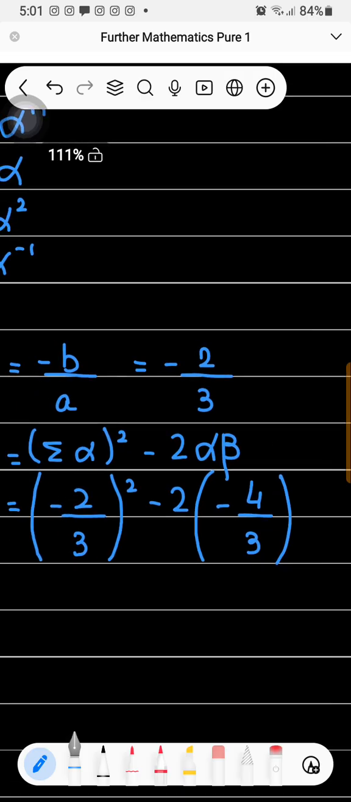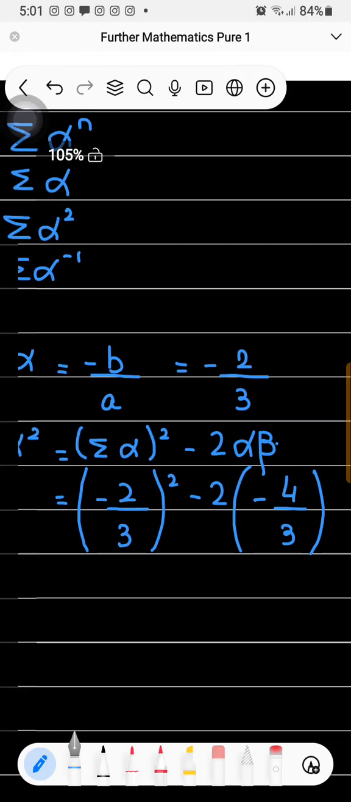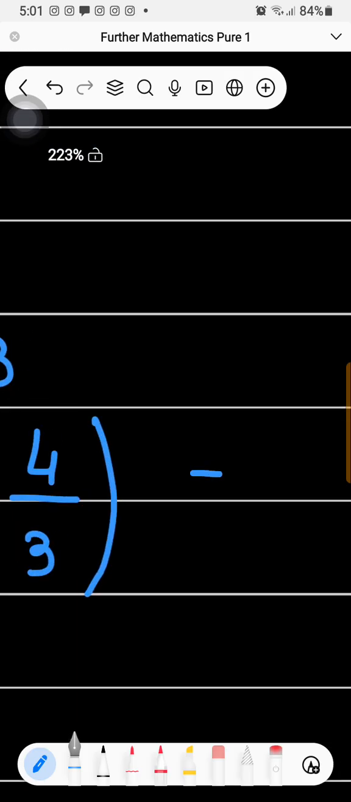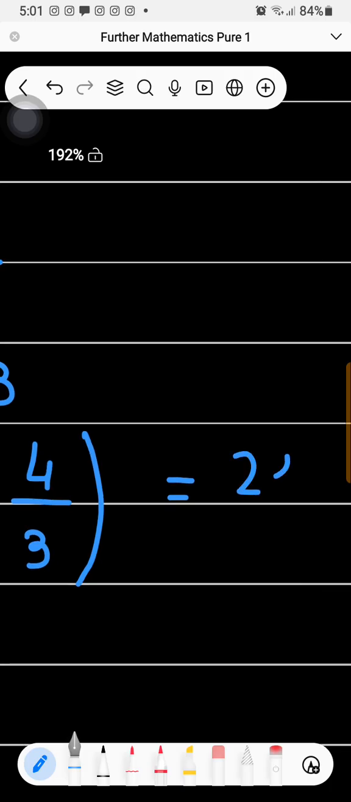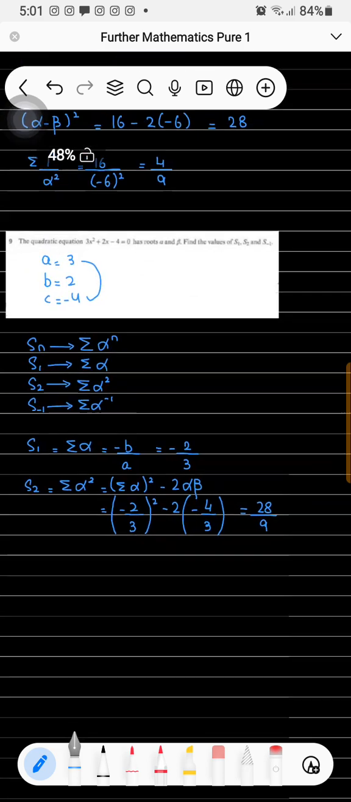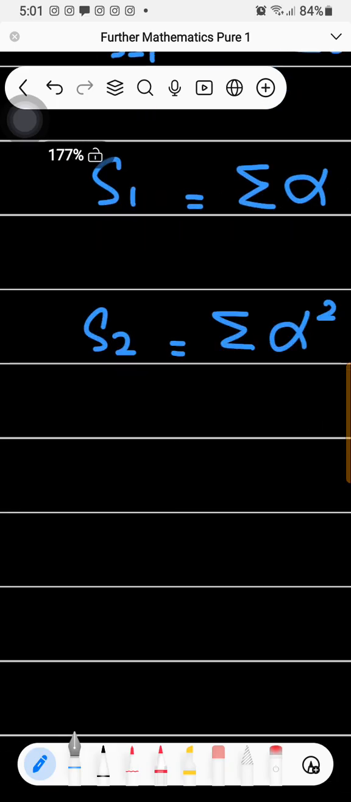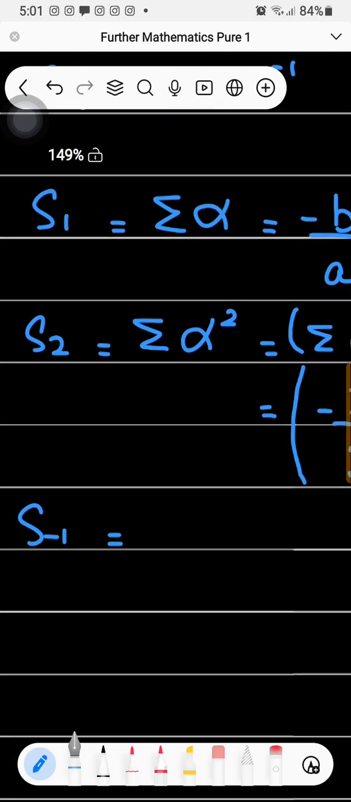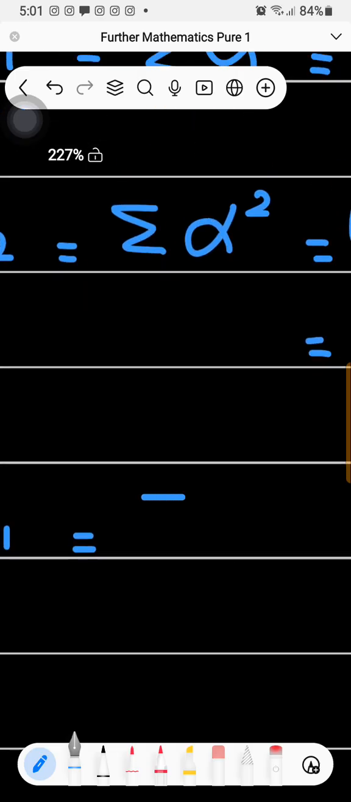So this is equal to 28 upon 9. Let me confirm it also. So yeah, it is 28 upon 9. And now it is asking for the sum of alpha minus 1. At least I have to end these questions in this video. So it is sum of alpha minus 1.